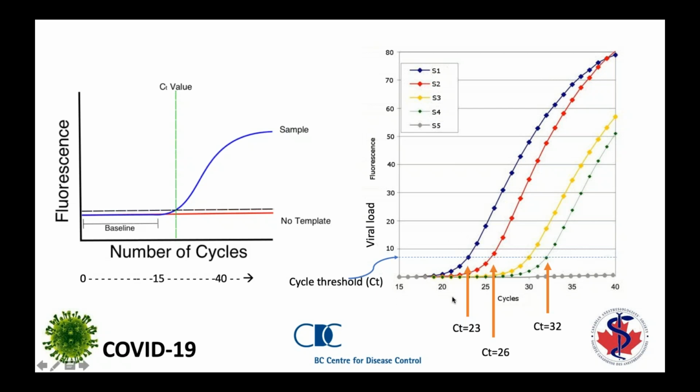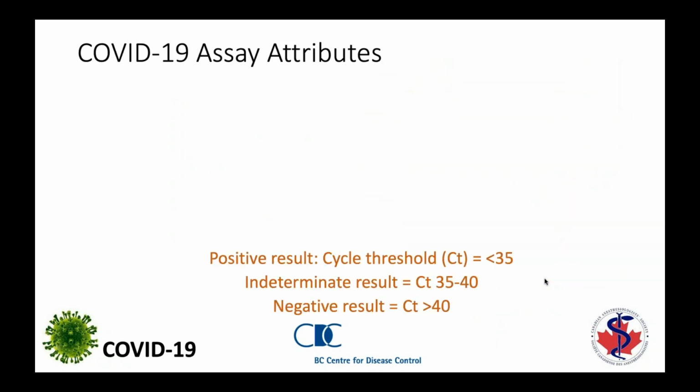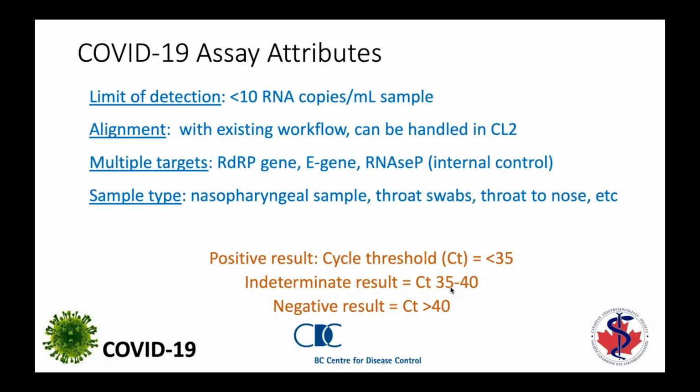So what this means is that CT 23 has a higher viral load because it reaches this threshold sooner than sample 4 at a higher CT value. So the CT value is an inverse correlation to viral load. And why is this important? Because that is how we report our results. Our assay, a positive result, requires a CT or cycle threshold of less than 35, a negative result of greater than 40, and the in-between is a challenge and a confusion for everybody. An indeterminate result is a range between 35 and 40.